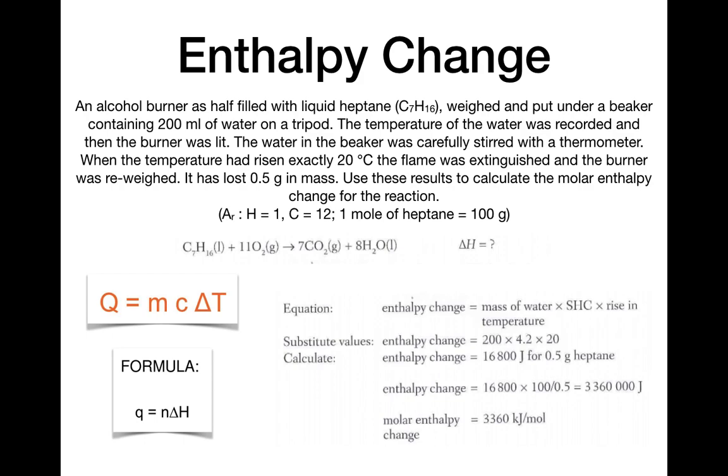So remember the final change in mass is 0.5 grams here, so I put 0.5 grams here. So then I'm going to do 16,800 joules for 0.5 grams, but I want to figure out how it is for 1 mole. I know 1 mole is 100 grams. So then I'm going to do 100 grams divided by 0.5 to get my conversion. So I actually only ended up getting 3,360 kilojoules per mole. That's what I get for that one.